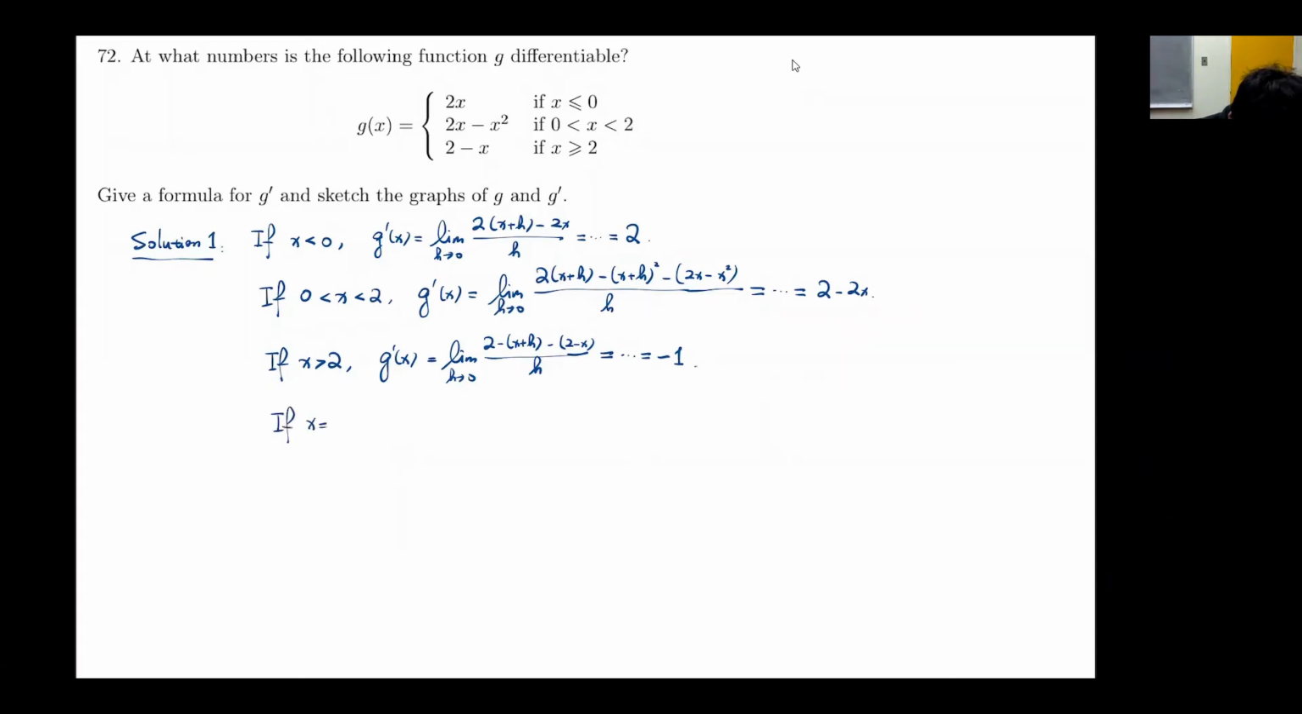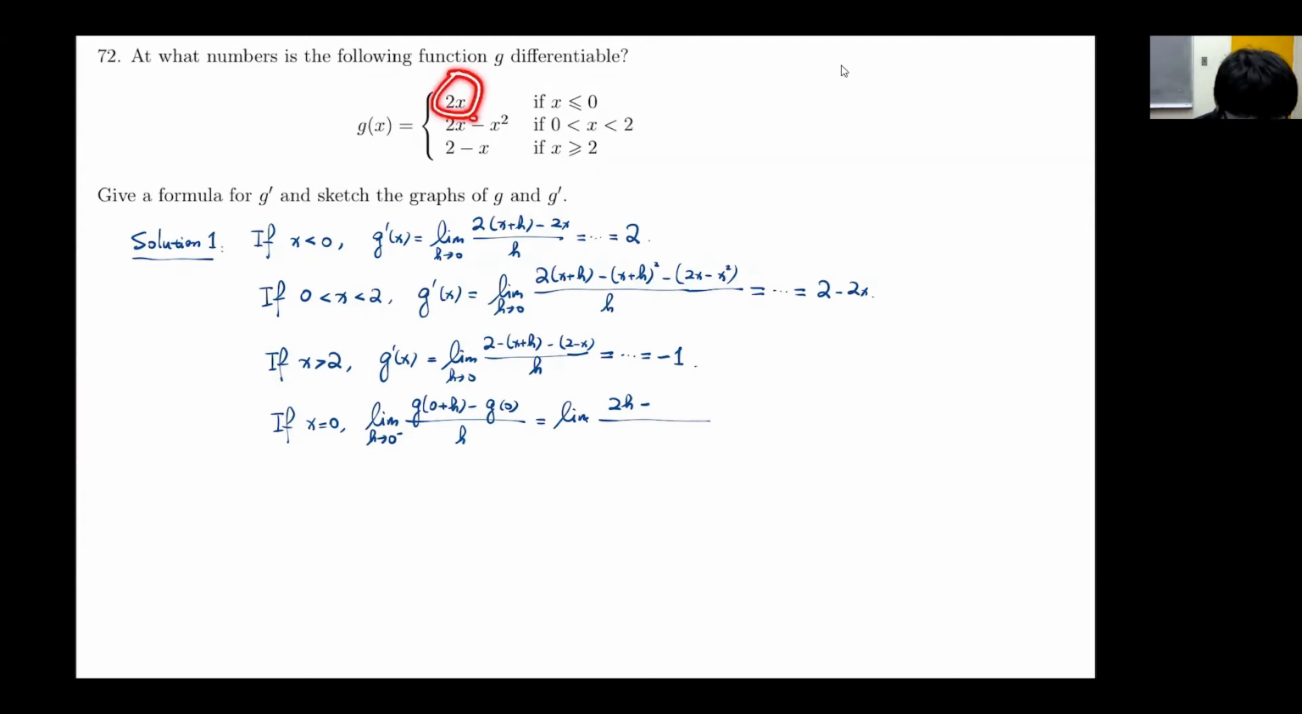If x equals 0, then the limit of the difference quotient, so let me write it as g of 0 plus h minus g of 0. Okay, we need to compute this very carefully. First, look at the left-hand limit. In this case, because h is less than 0, g of 0 plus h is going to use this formula, so that will be 2h. Then 2h minus g of 0 follows from the same formula over here.